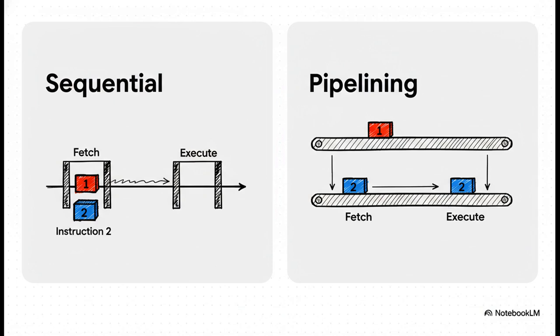But with the new way, which we call pipelining, it's totally different. The second the fetch unit passes off instruction 1 to get executed, it immediately starts fetching instruction 2. Now multiple parts of the processor are working at the exact same time.